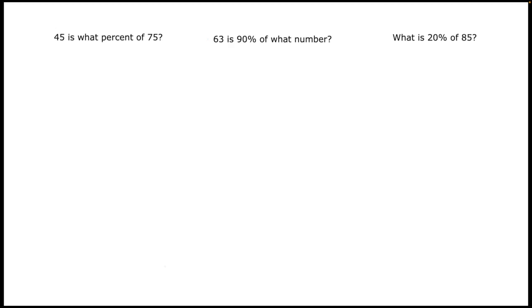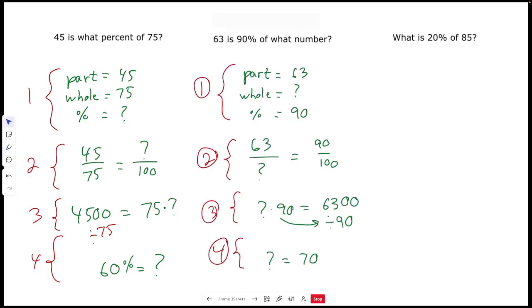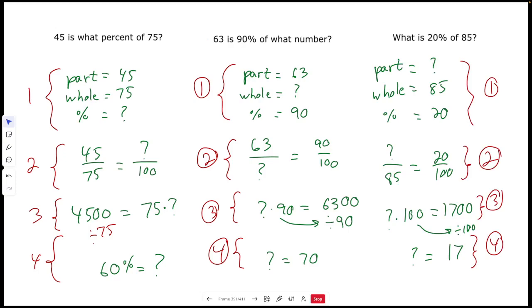Okay, now that you've had a chance to work these problems, let's check your solutions. Here is the work for the first problem. Should have gotten a final answer of 60, and this is actually 60%, right? Because it said what percent, so 60%. For the second problem, here is the work. You can go ahead and check yourself, but we should have ended up with a final answer of 70. And for the last problem, we should have gotten a final answer of 17.